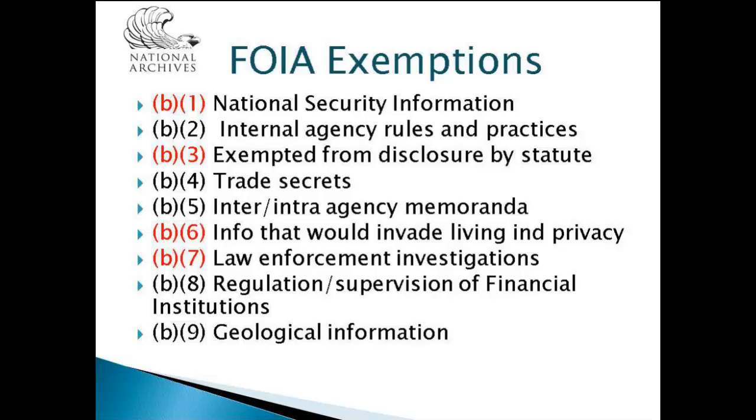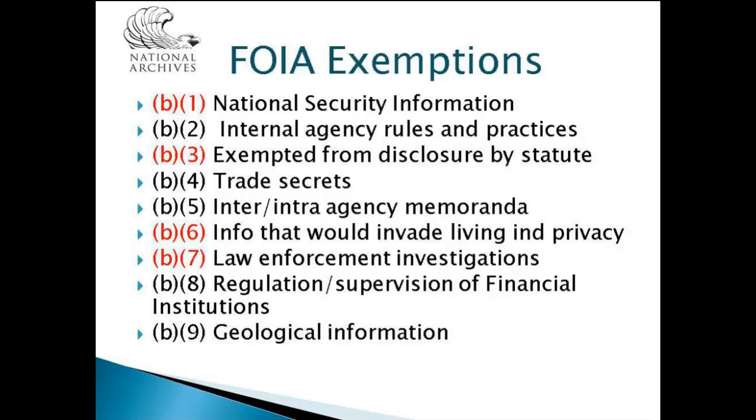So let's talk real quick about some of the exemptions that we see. I don't want to put one importance over another, but the most important citations are the ones that we have highlighted in red. B1, national security information, confidential, secret, top secret, secret compartmented information, RD, FRD. Then we have internal agency rules and practices. Exempted records from disclosure by statute, talking grand jury, tax information, wiretap information. You'll see these like in the FBI, DEA, Secret Service, IRS, and most components of DOJ.